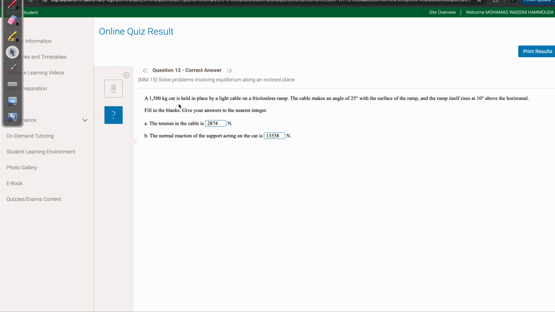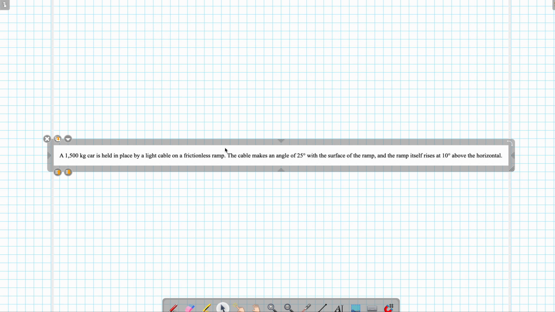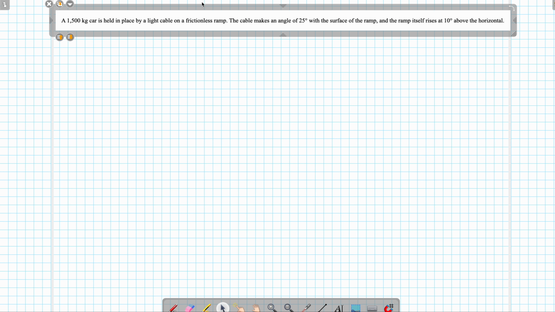Number 12. A 1500 kilogram car is held in place by a light cable on a frictionless ramp. The cable makes an angle of 25 degrees with the surface of the ramp, and the ramp itself rises at 10 degrees to the horizontal. This is genuinely one of the hardest questions. Like, this is the hardest question in the quiz. It's comparable to the second hardest, but this is definitely the hardest.